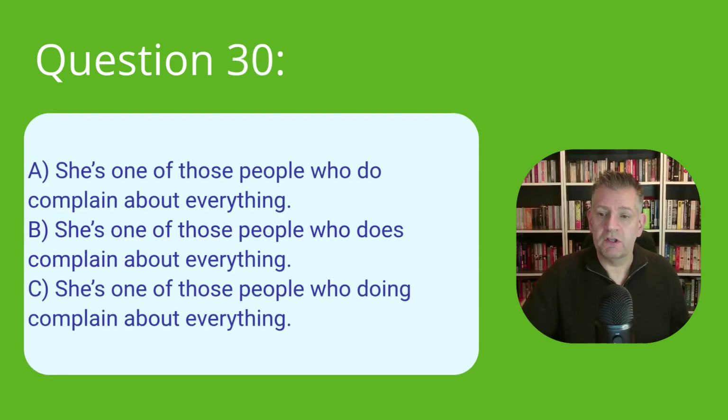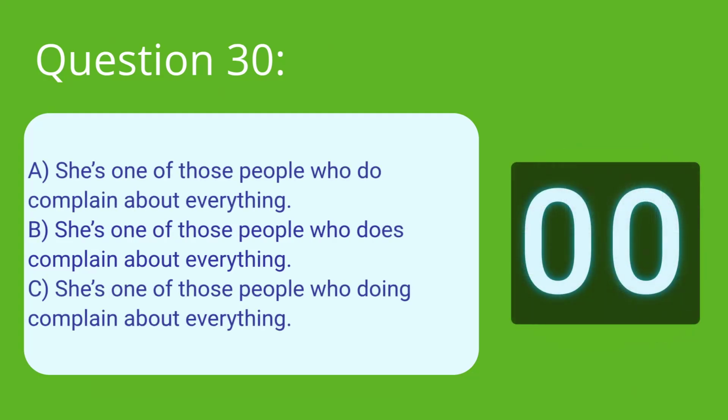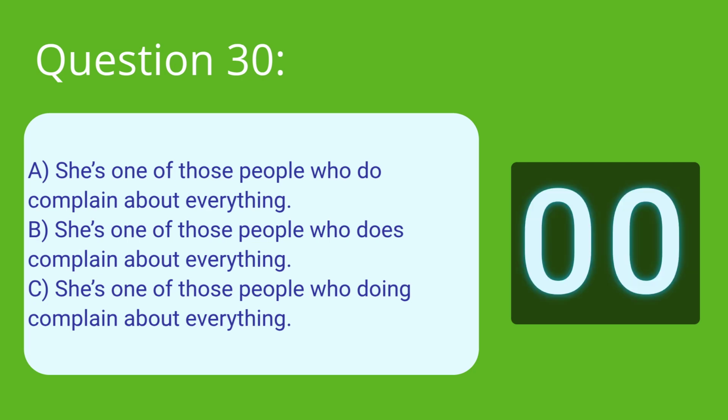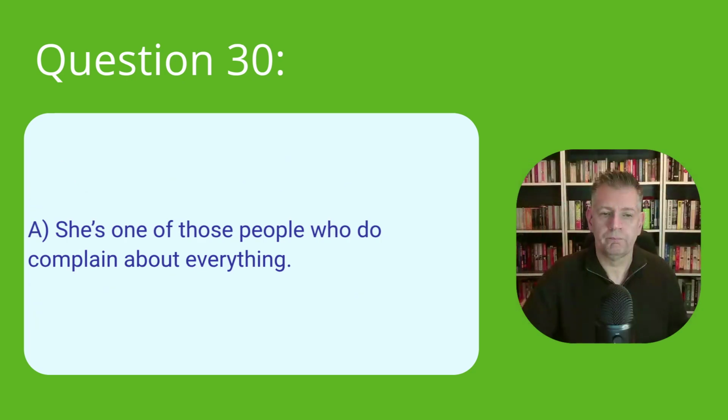And finally, question 30. A. She's one of those people who do complain about everything. B. She's one of those people who does complain about everything. Or C. She's one of those people who doing complain about everything. The answer is A. She's one of those people who do complain about everything.